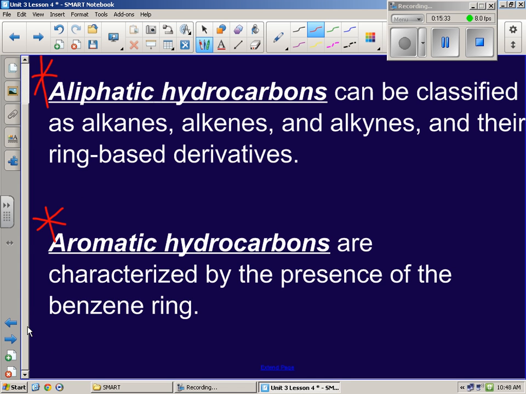Aromatic hydrocarbons are characterized by the presence of the benzene ring. So if you have a benzene ring somewhere, we call those aromatic hydrocarbons. Make sure you know the difference between those two, because there are always questions on the diploma and on the unit tests that ask which of these are aliphatic and which are aromatic. Always. Guaranteed. So aromatic, of course, includes the benzene ring.